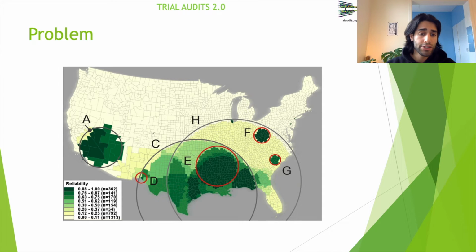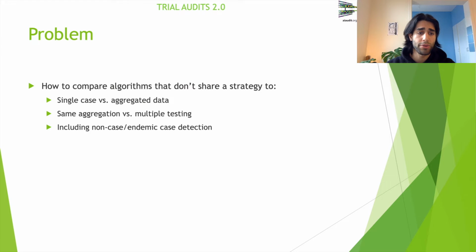The big question here is how to compare both algorithms and other algorithms. In summary, the problem that we are facing is that algorithms used in disease outbreak detection don't share a similar strategy. There are algorithms that run on single case data. Others require aggregated data.